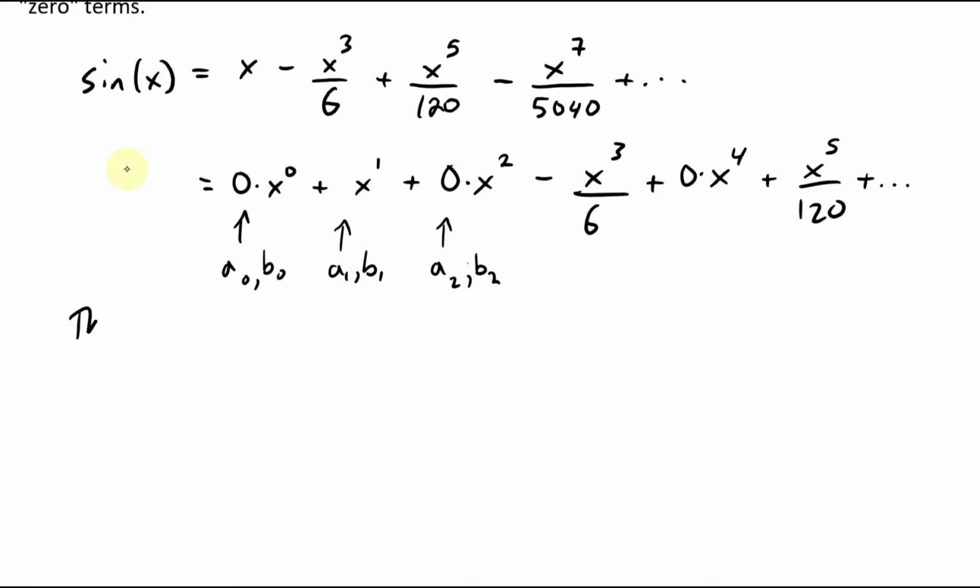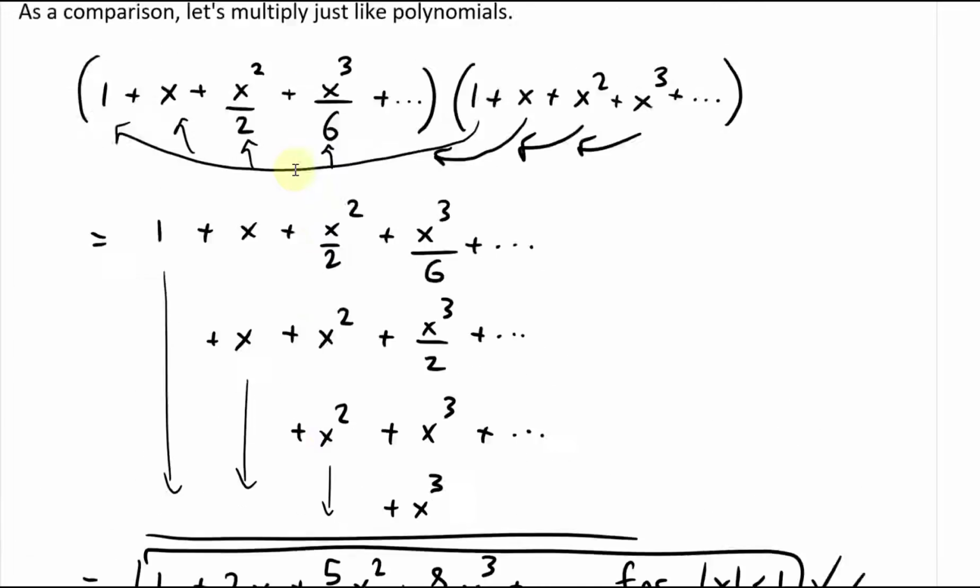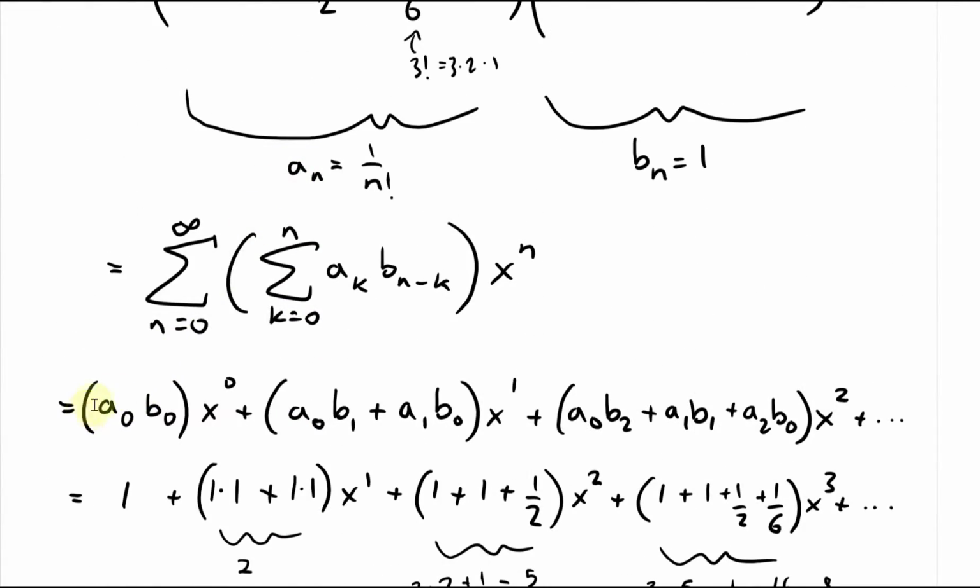Thus we have sine squared of x. This equals, well, the first one we know is just going to be a0, b0, and then this is going to be x to the 0. And again, scrolling back up to the earlier example, we ended up having this one here. So this is the convolution formula.